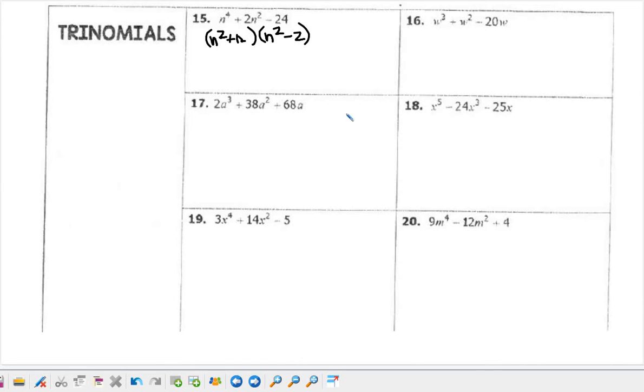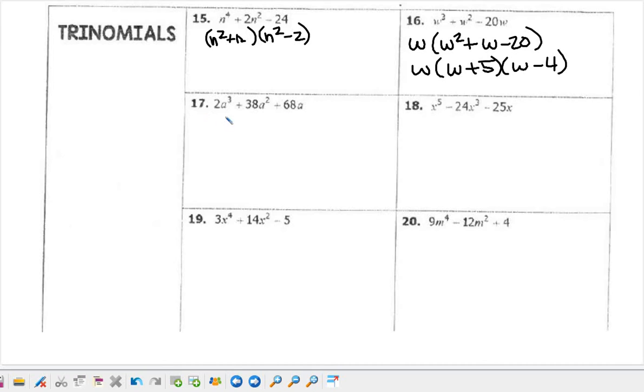Number 16, we don't know how to factor a cube unless it's a sum or difference of cubes. So my brain immediately goes, oh, GCF. So we need to factor out a w, and then we get w squared plus w minus 20. And then we have a regular quadratic. So we have w plus 5 and w minus 4. So we have three factors, w, w plus 5, and w minus 4, which is what we'd expect because we expect three factors, three zeros, because it's a third degree polynomial.